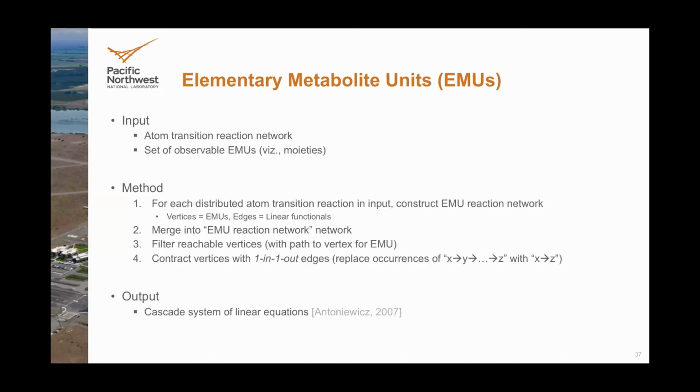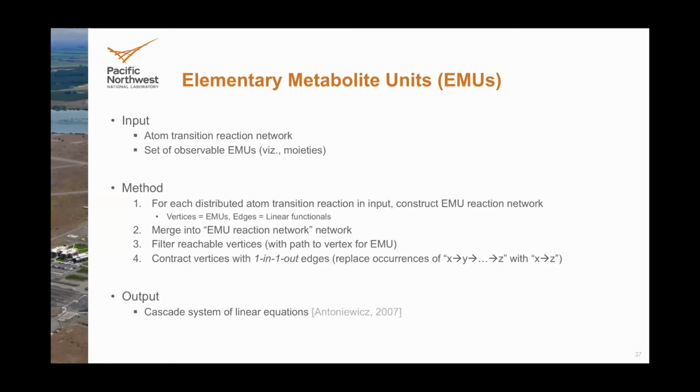We do that with a technique called elementary metabolite units. Again, I'm not going to go into too much detail; I'm going to give you a reference instead. The idea here is we take our atom transition reaction network, we represent it as a graph, and we do more graph theory on that graph. The graph theory we're actually doing is merging lots of smaller graphs into a bigger one. We're looking for vertices that are reachable with respect to other vertices.